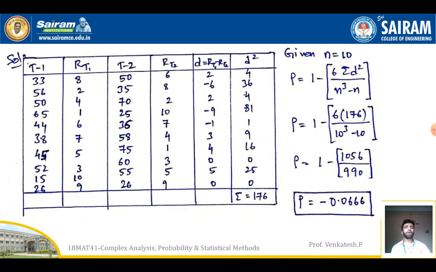So take the formula now. Rho will be equal to 1 minus 6 summation d square by n cube minus n. On replacing all these values, summation d square and n, I'll be getting 1 minus 6 into 176 by 10 cube minus 10. So I'll be getting 1 minus 1056 by 990. The rank correlation will be equal to minus 0.066.